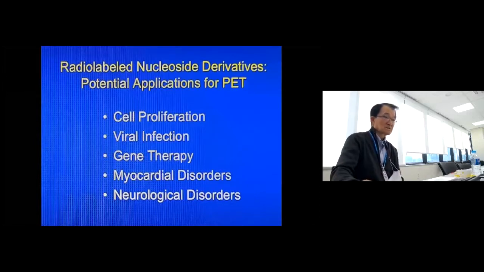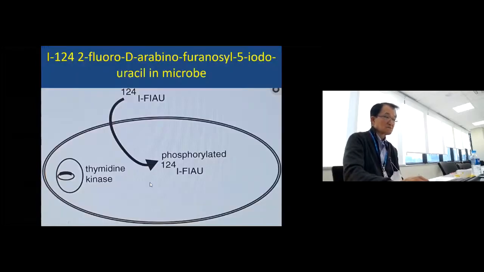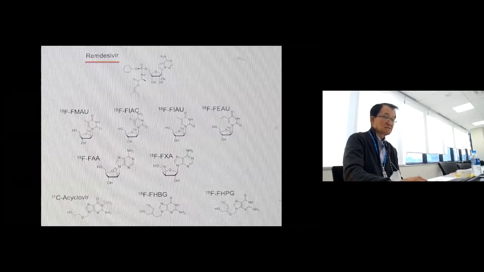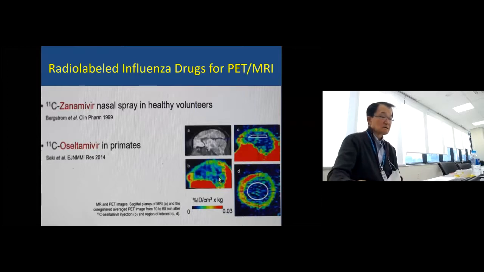This has some application because it directly relates to cell proliferation, infection, and maybe further therapy, involving not only neurological disease but also myocardial disorders. And it directly goes into the nucleus for synthesis. It shows an animal with intense uptake with herpes simplex. Remdesivir is chemically similar to all these nucleoside agents and has been used mainly for brain imaging. Acyclovir, an antiviral, has also been labeled, and it shows meningitis or something similar in the animal study only.